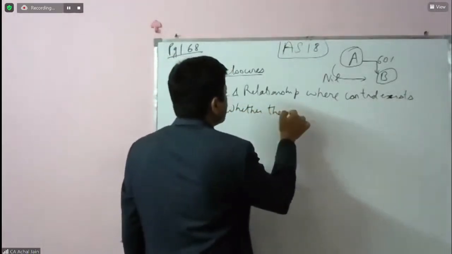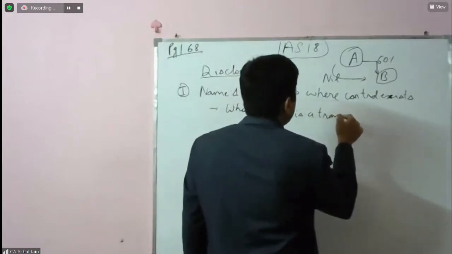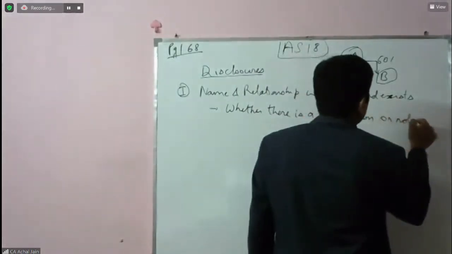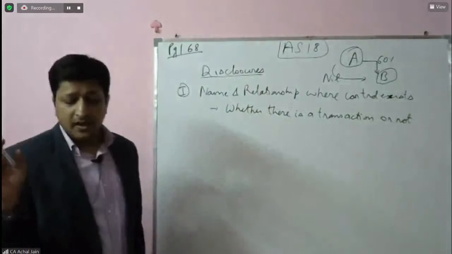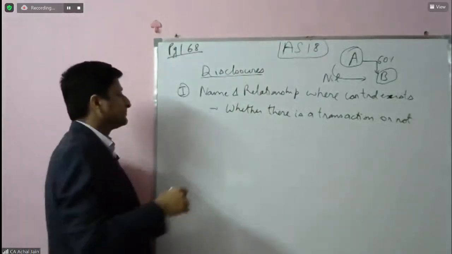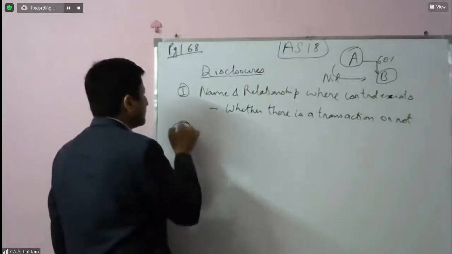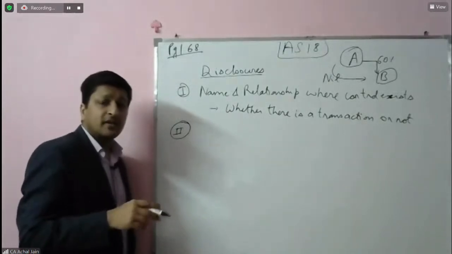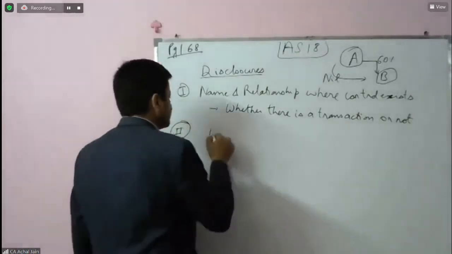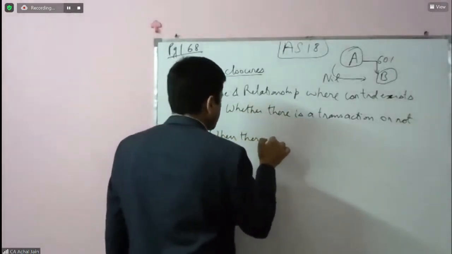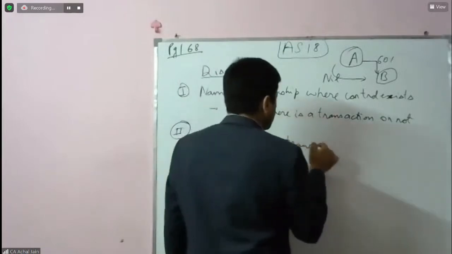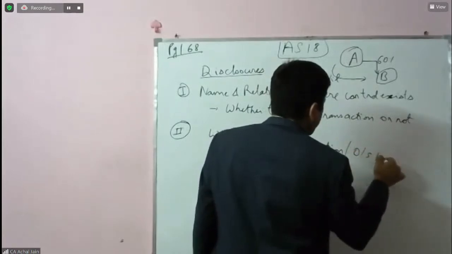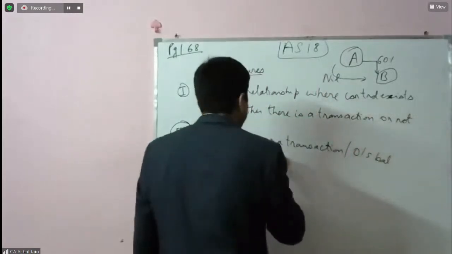Whether there is a transaction or not, irrespective of the fact that the transaction is there or not. Number two is about the disclosures which are required to be given only when there is a transaction or outstanding balance.